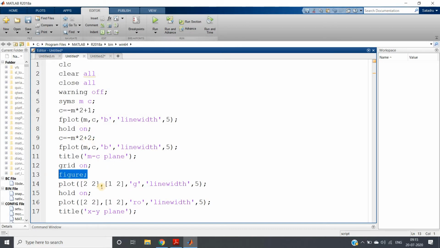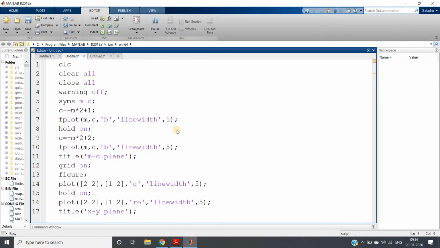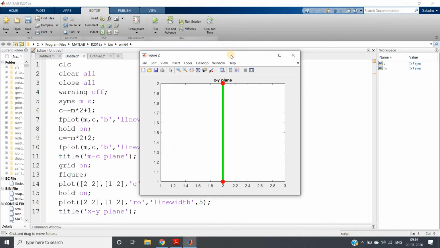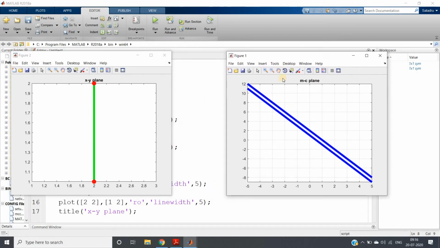In another figure window I am taking those two points 2,2 and 1,2 and joining them using one straight line, and to highlight the two end points I use one more plot with red color and circular shape. The title is XY plane and the other title is MC plane. Control A, evaluate selection. Now we get two figure windows which beautifully explain the problem we get in the Hough transformation.